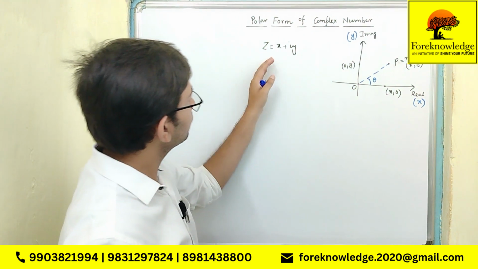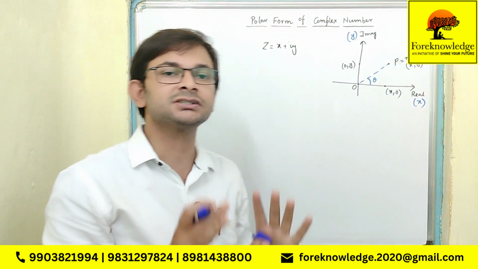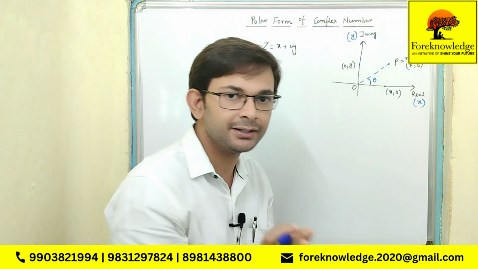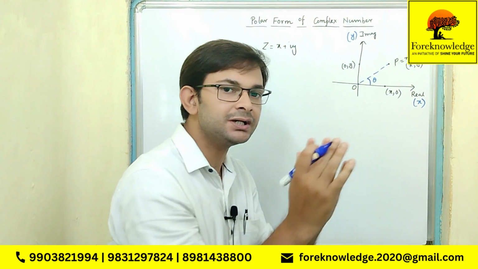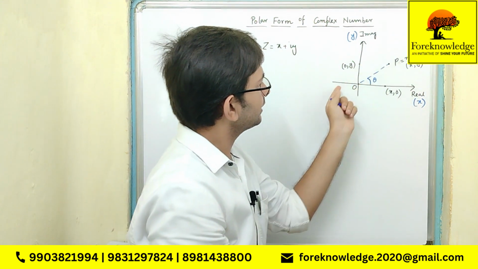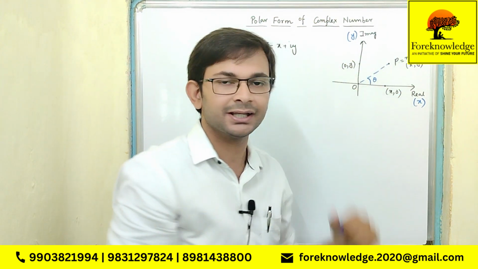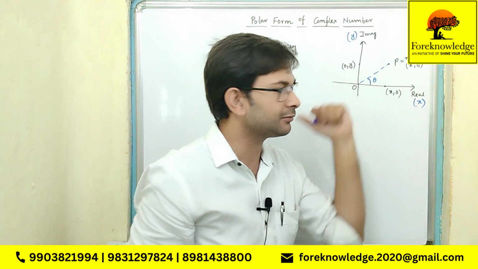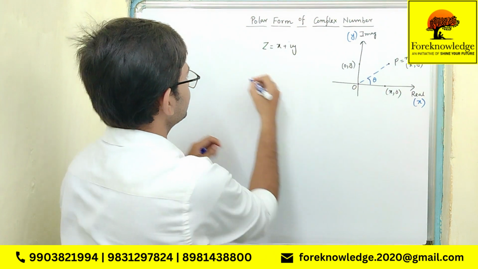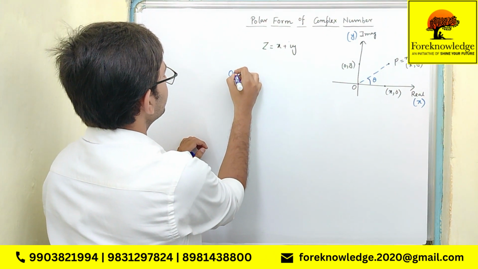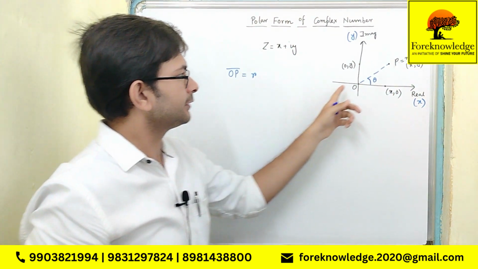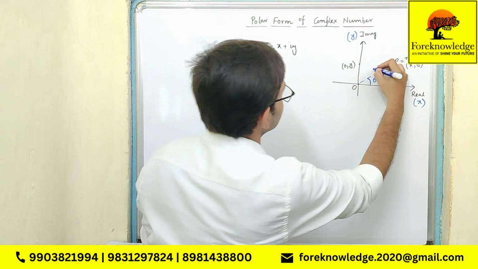Initially we start with x plus iy, that means (x, y) in the Gaussian plane, and we are trying to move the representation from (x, y) to this OP distance and this angle theta. That is what we are trying to do here. So what is the distance OP? We represent it by r.